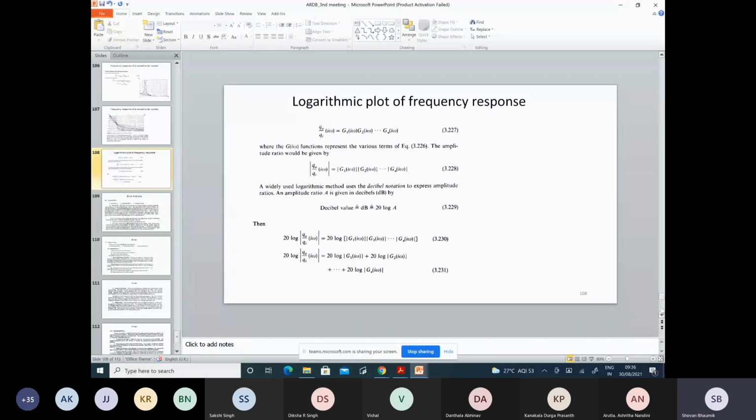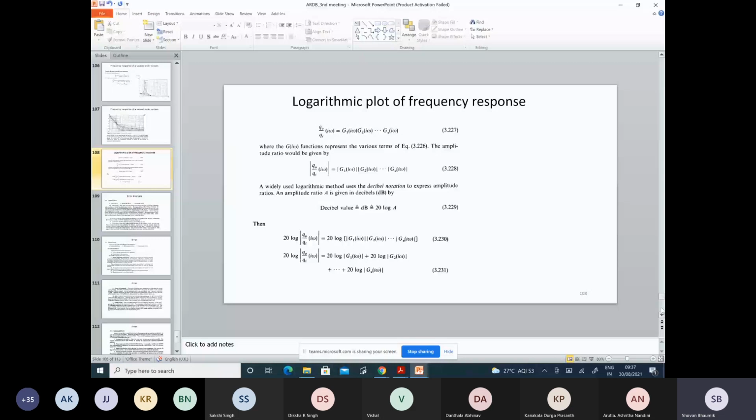And as Utkarsh said, if zeta is less, like 0.1 or 0.2, you have to take a few points near the corner frequency so that you can capture the peak near the corner frequency. If zeta is more than 0.8 or so, there is no need to do it. You can damp it a little bit and plot it exactly from the asymptotic plots.